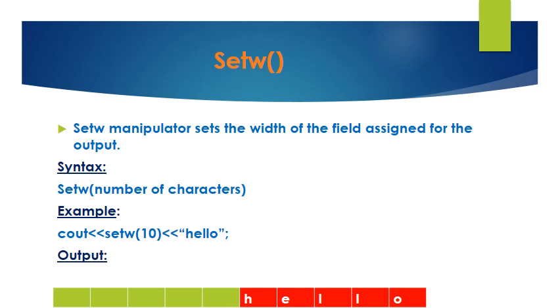Now look at this example code. Here in cout we have set the field width as 10. So in the output 10 spaces will be allocated for the given string hello. Here 5 will be empty and the next 5 will be filled with hello. So this is the working of setw.